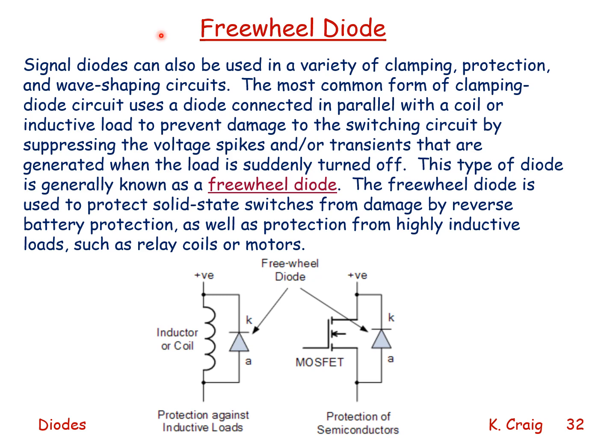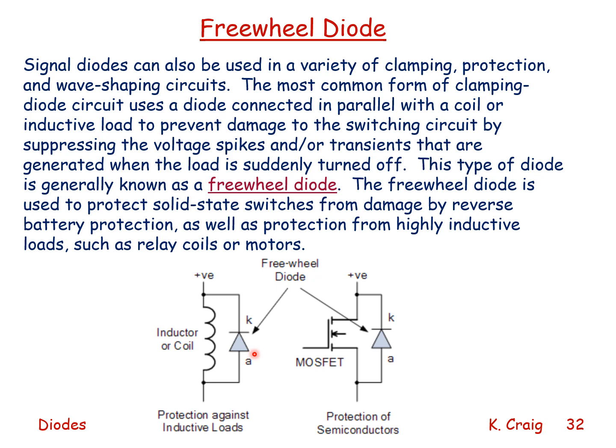The freewheeling diode. Signal diodes can also be used in a variety of clamping, protection, and wave shaping circuits. The most common form of clamping diode uses a diode connected in parallel with a coil or inductive load to prevent damage to the switching circuit by suppressing the voltage spikes and/or transients that are generated when the load is suddenly turned off. This type of diode is generally known as a freewheel diode.